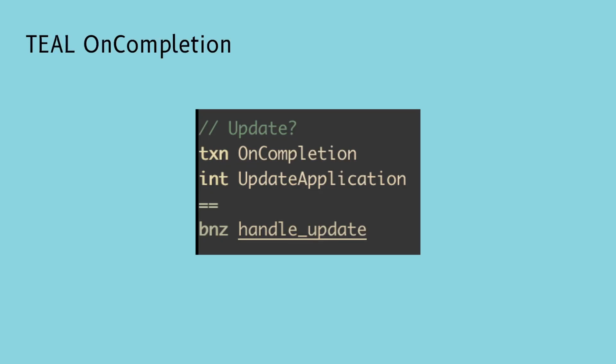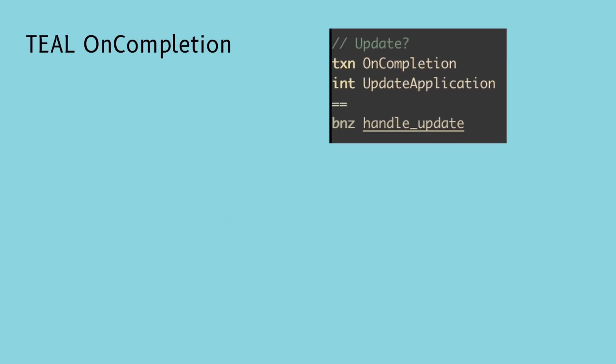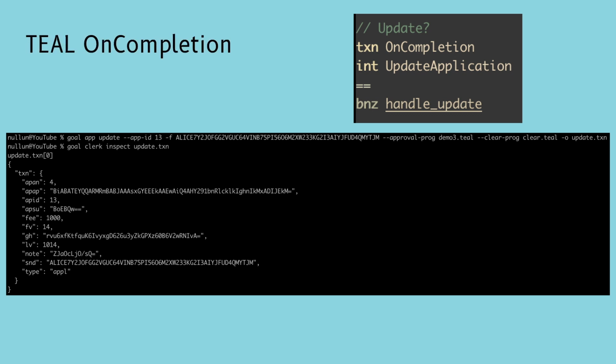A useful example to show the power of onCompletion is when you want to update an existing smart contract with a new approval and clear state logic. You would issue an application call transaction with the onCompletion field set to value 4, which is also represented as the enum update application. This allows you to update a smart contract after it has already been deployed.